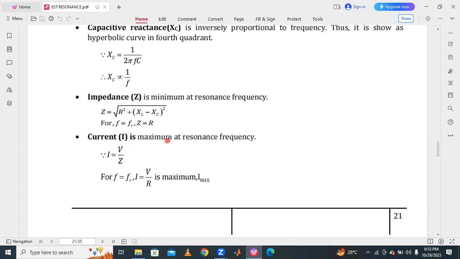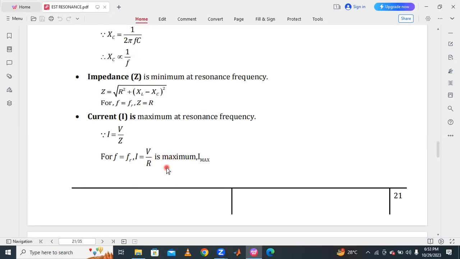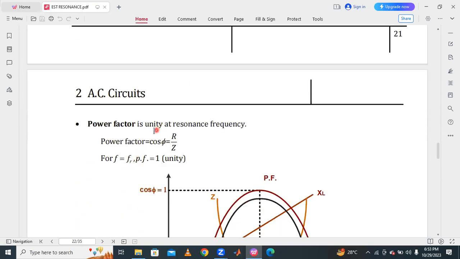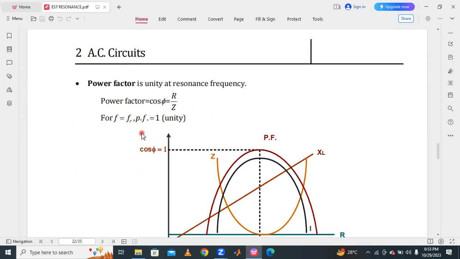Then current I at resonance condition is equal to V by Z, where Z is equal to R. Resistance minimum means current is maximum. So the circuit offers maximum current under resonance condition; the series RLC circuit draws more current from the supply at resonance. Coming to the power factor, it is unity at resonance frequency. The power factor is cos phi, equal to R by Z. Under resonance condition Z is equal to R, then R by R is equal to 1, so the power factor is unity.